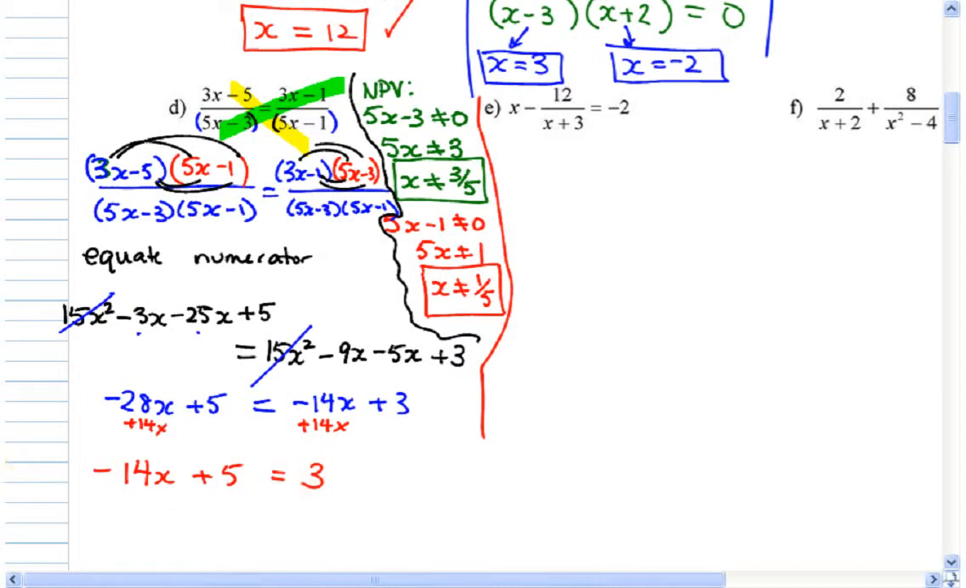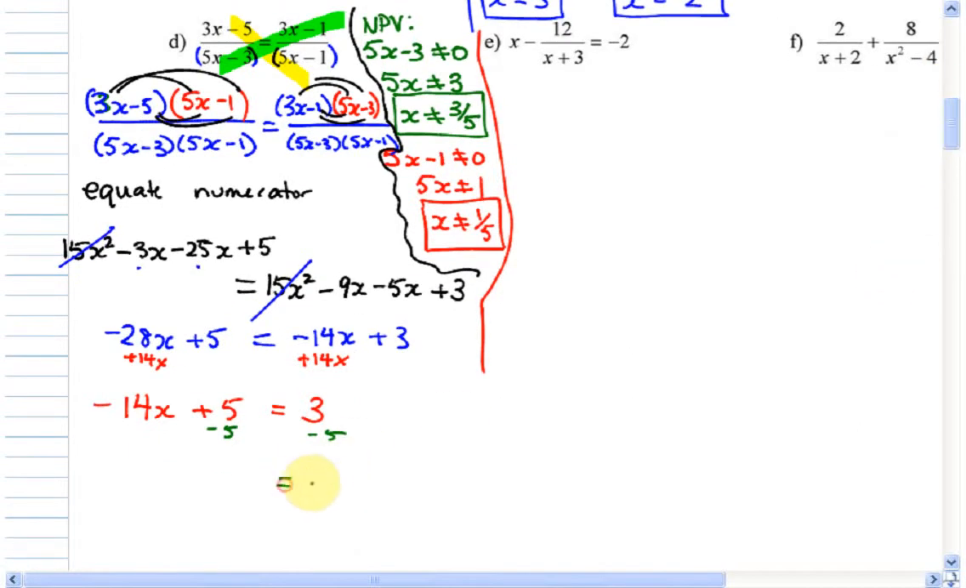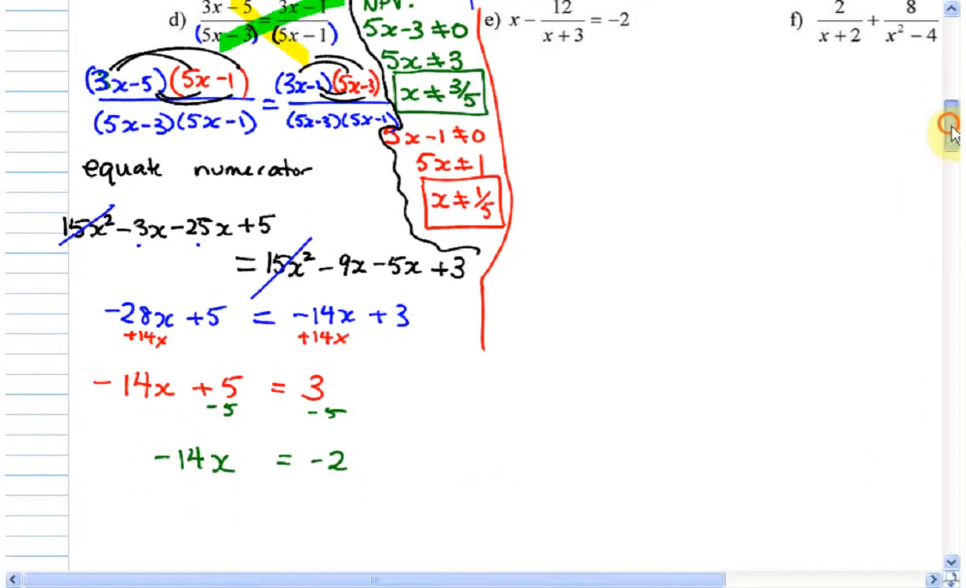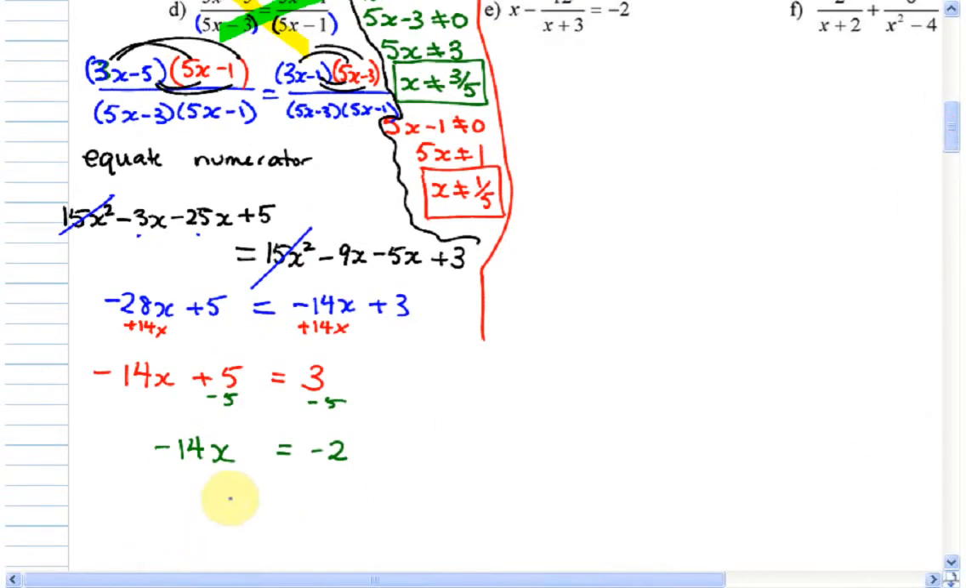I don't know if I want to do that. I'm thinking I want to actually move the 5 to the other side because then I can separate them. So if I do this, what's 3 take away 5? That's negative 2. So negative 14x equals negative 2. What's x equal to? How about negative 2 over negative 14 or 1 over 7? Good. Smiley face. There you go.